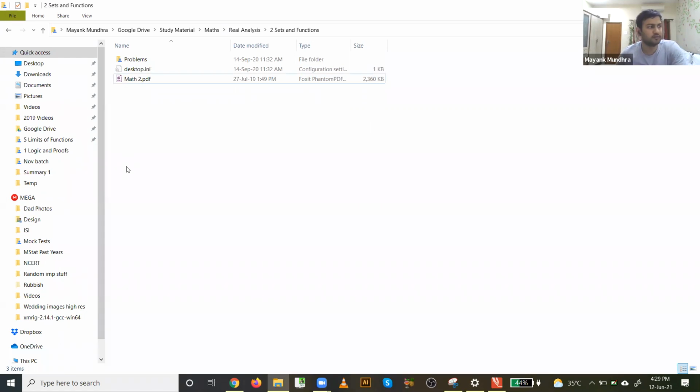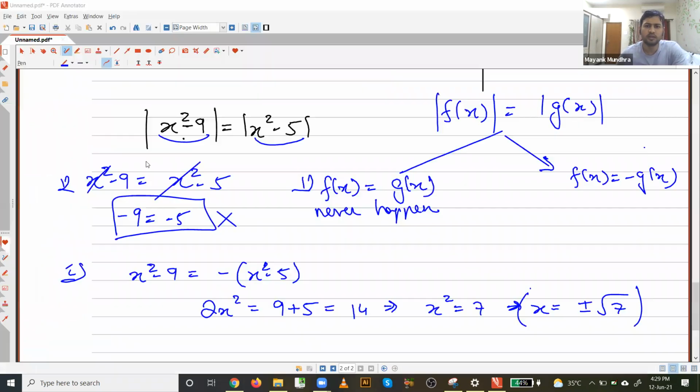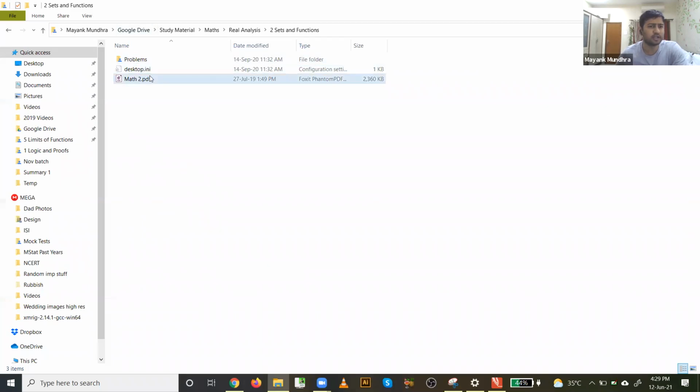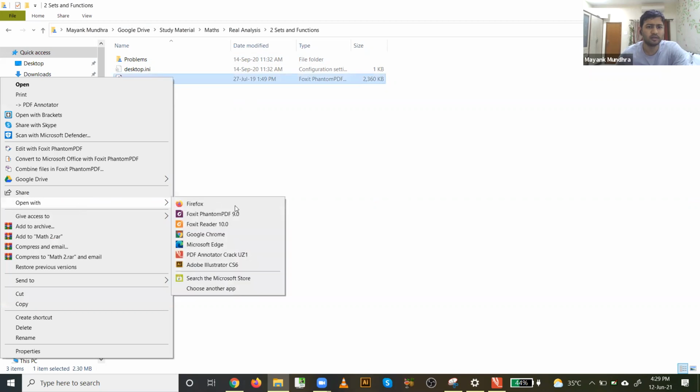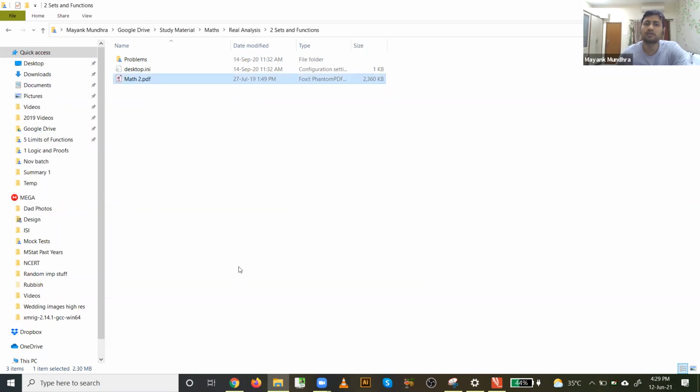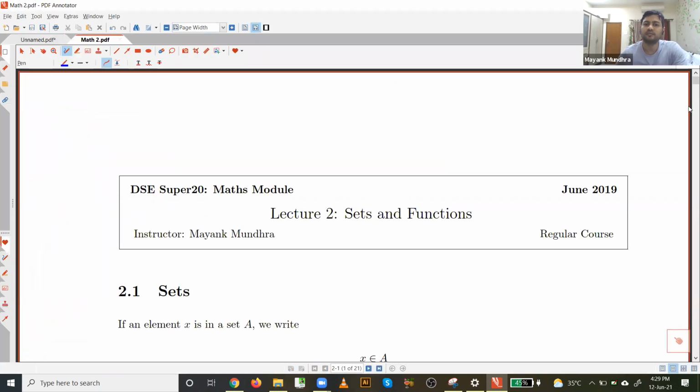Ananya, question 15. Let me have a look at the solution. I'll share it, update it if required. Okay. We just do sets and functions today, so that I can give you some more problems after today's class.